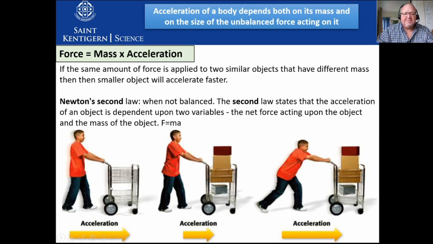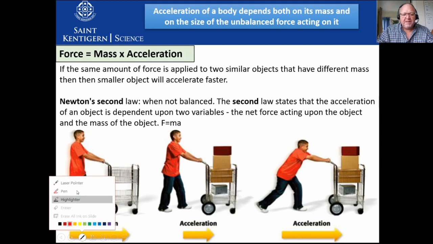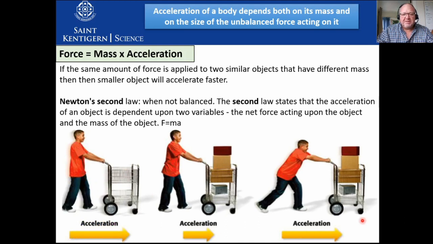So if you have a trolley that's empty and you push it with a certain amount of force, your acceleration is going to be big. But if you push a trolley full of stuff with the same force, you will have a much lower acceleration. If you push that same massive trolley, you will have to put in a lot more force to get the same acceleration as you did for the empty trolley. So these play into each other all the time. F equals ma.